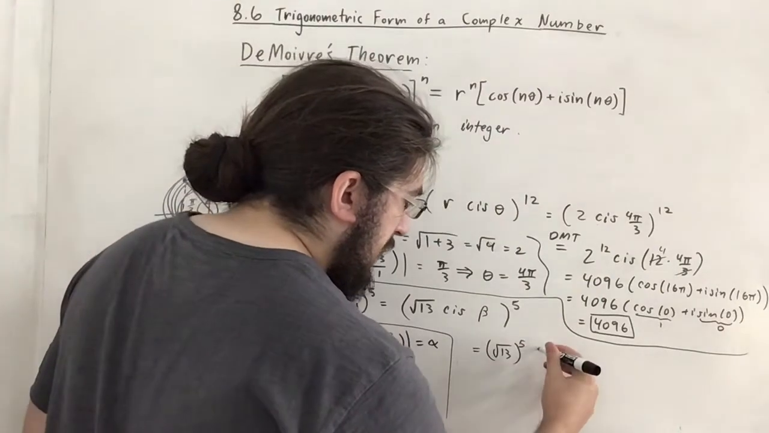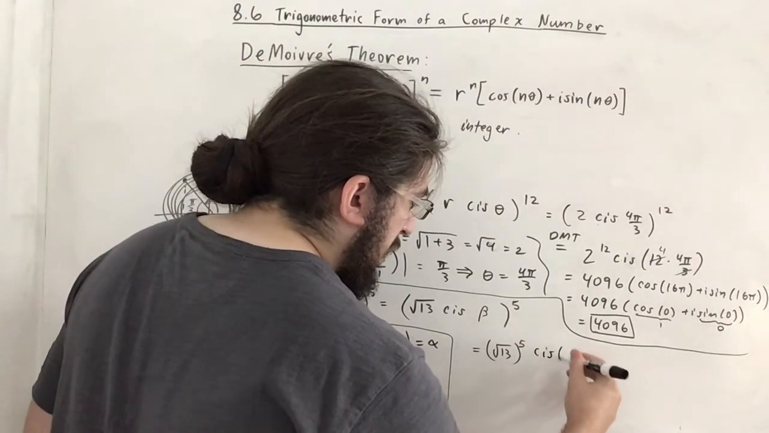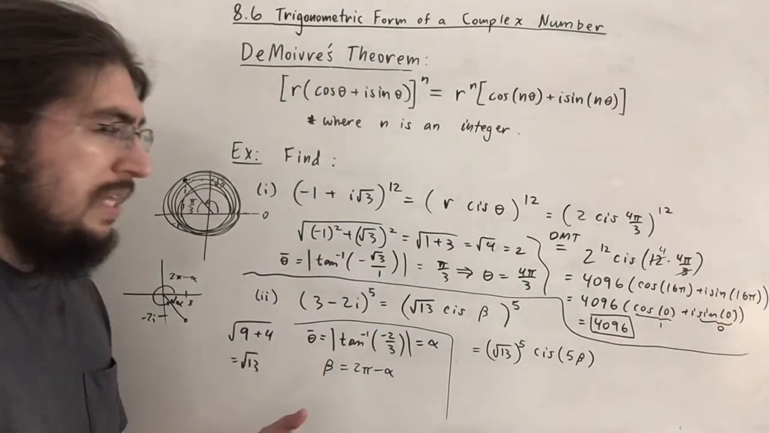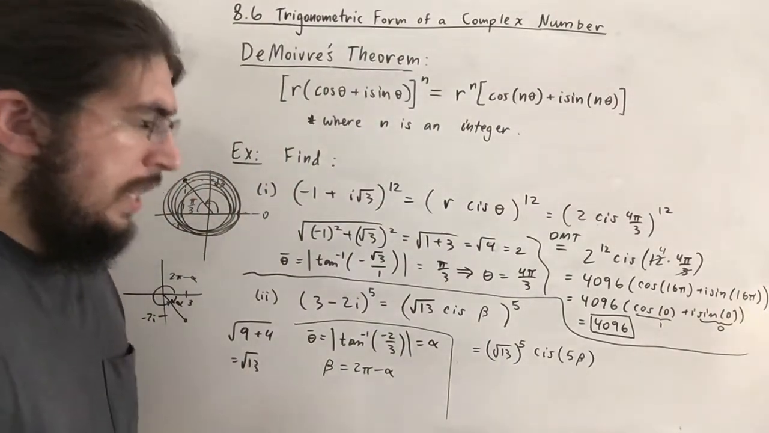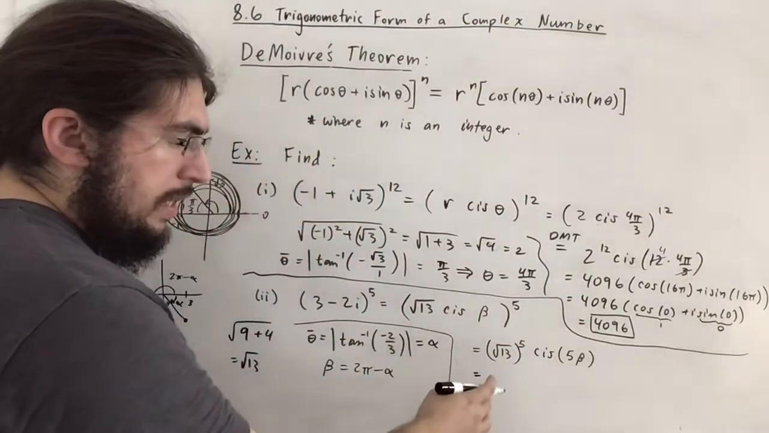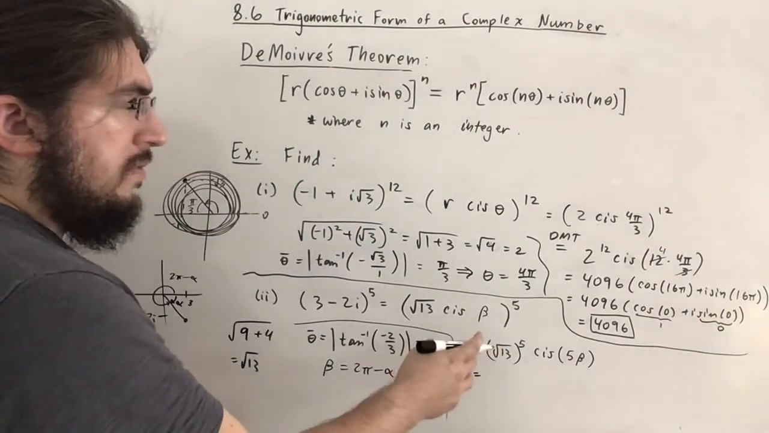Times cis of 5 times beta. So now this, I think we have to use our calculator for, and it won't be too bad. Because notice that, first off, I'll handle the radical 13 to the 5th part.